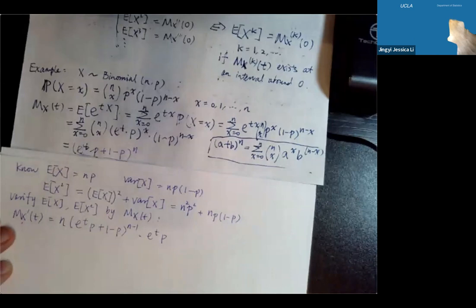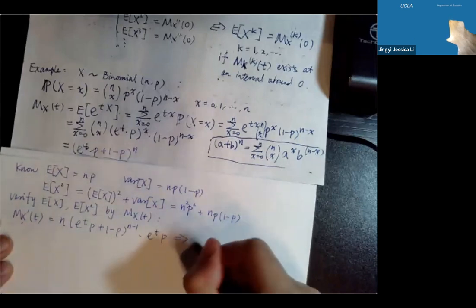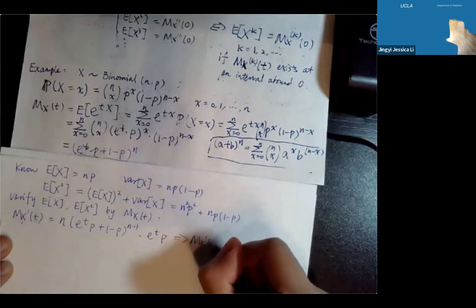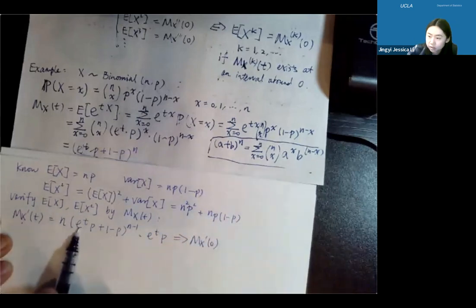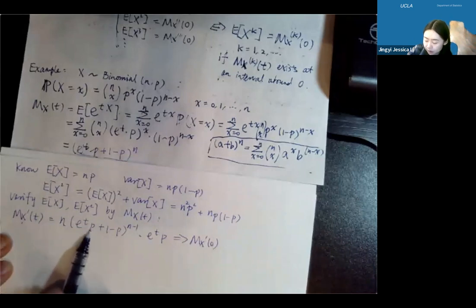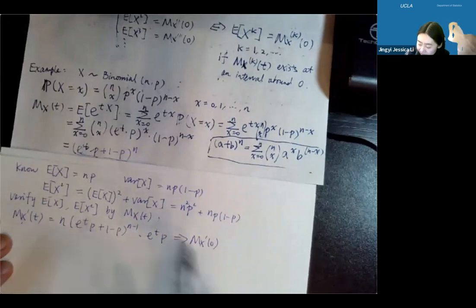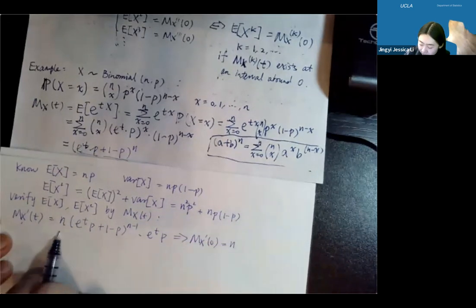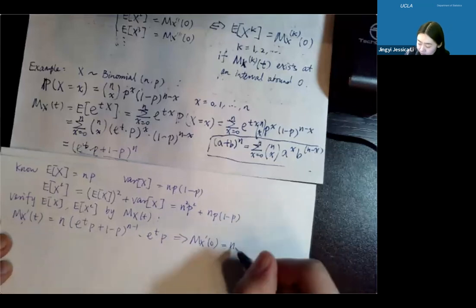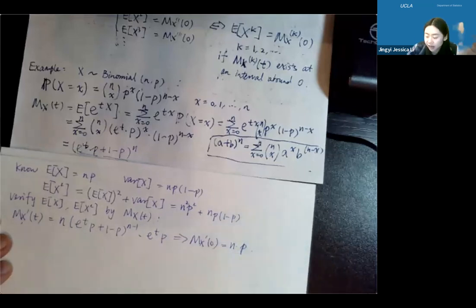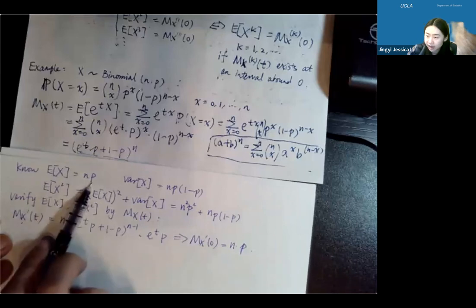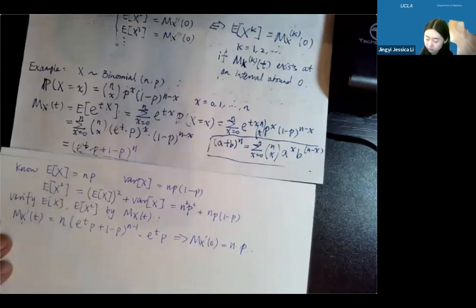Now let's evaluate this at 0. If I evaluate the first derivative at 0, e to the t becomes 1, so p plus 1 minus p is 1. I get 1 here, but n stays, and here is 1, so I have p. So it's the same first moment, agreeing with my knowledge.